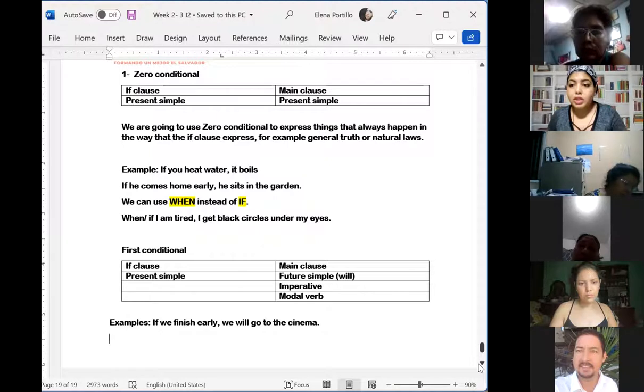Now, we are going to continue from this point to the second conditional and the third conditional, that are the other two parts that we were not studying last session, because we are going to expand the information that we have about type two and type three of this conditional. So it says, in these sentences, we use present simple for the if clause and the future simple for the main clause. And it says, we have another example.